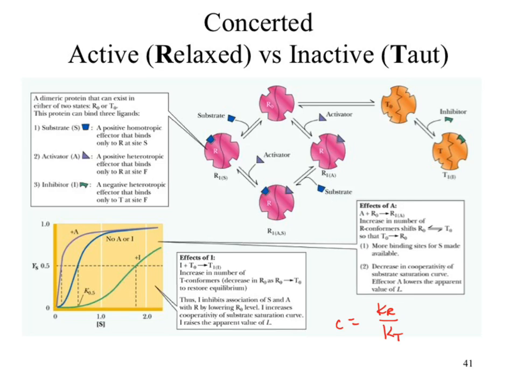If the substrate is no longer binding, what happens to KT? KT was our dissociation constant, which was Taut times our substrate over our Taut substrate complex. What is our effective relationship when an inhibitor comes in? What happens to the concentration of the Taut substrate complex? That goes down drastically, which then means KT drastically increases. If KT increases, what happens to C? It gets even smaller, making our curve more sigmoidal.